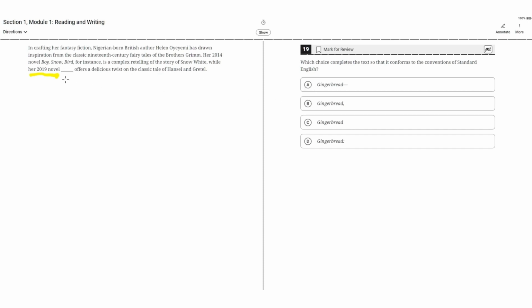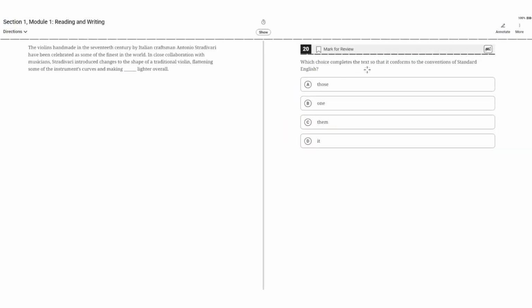So the key rule here is that when a subject, her 2019 novel, Gingerbread, is followed by a verb, offers, there's no need for any punctuation. So there's no need for any dash, comma, or colon. The proper answer here would be C, no punctuation at all.